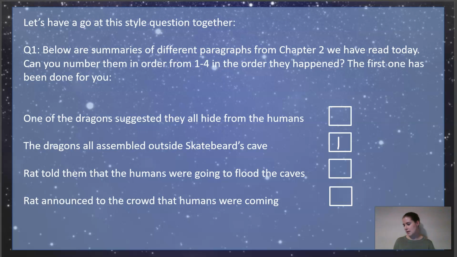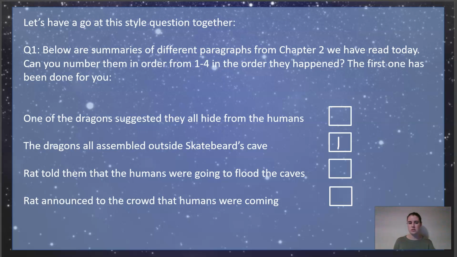If I start at the beginning of the chapter, I can see as I work my way down that they'd all gathered outside his cave, where Firedrake then awoke them. So this is at the beginning of the chapter. Now if I skim the text, I need to have a look at what's going to happen next. So one of the dragons suggested that they all hide from the humans.